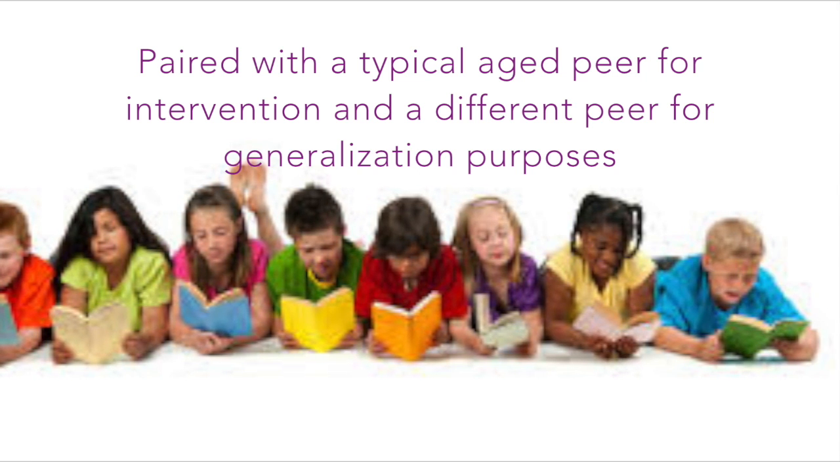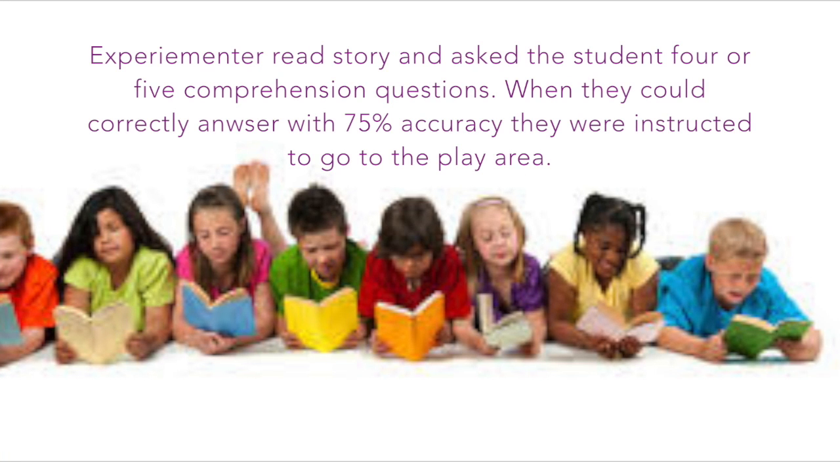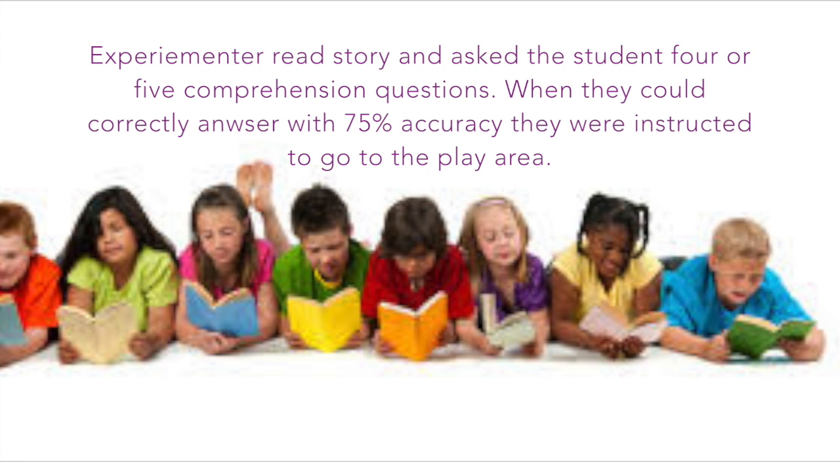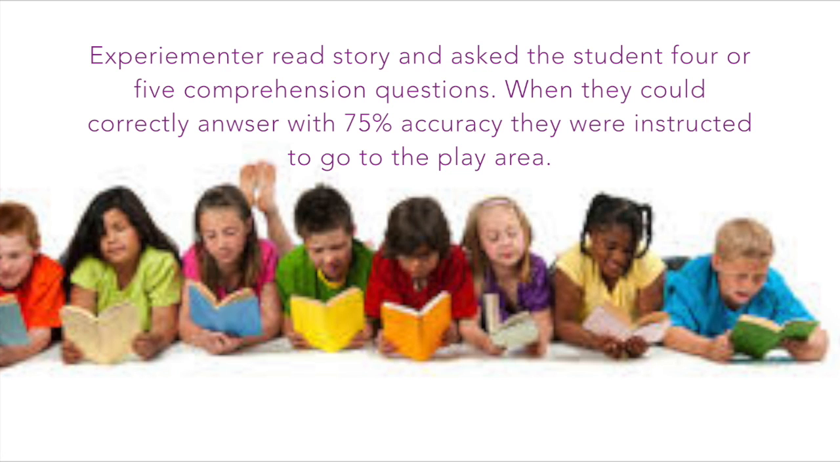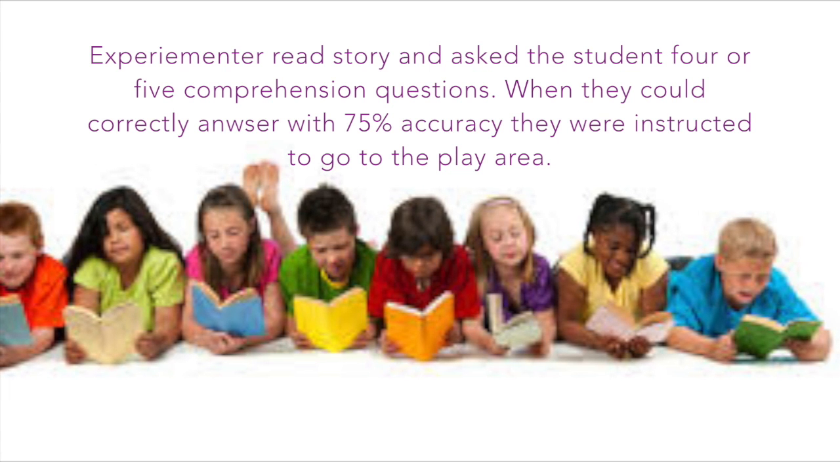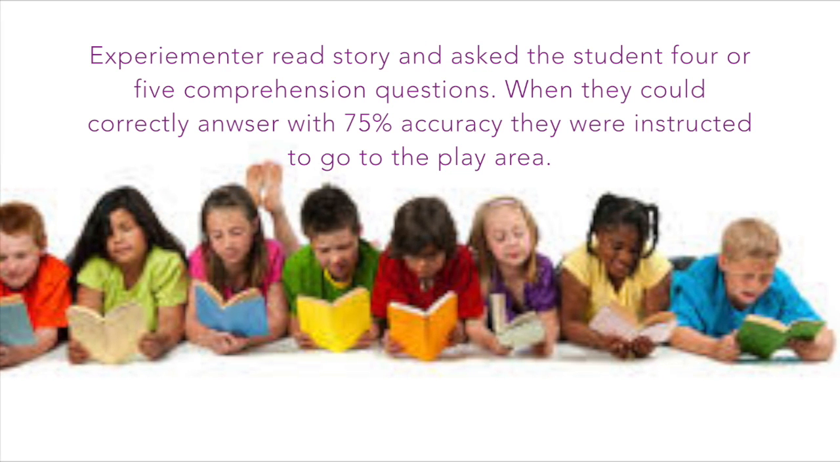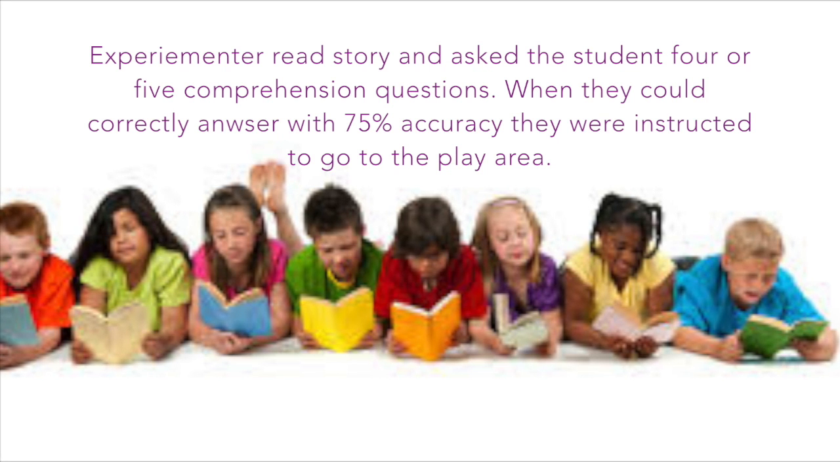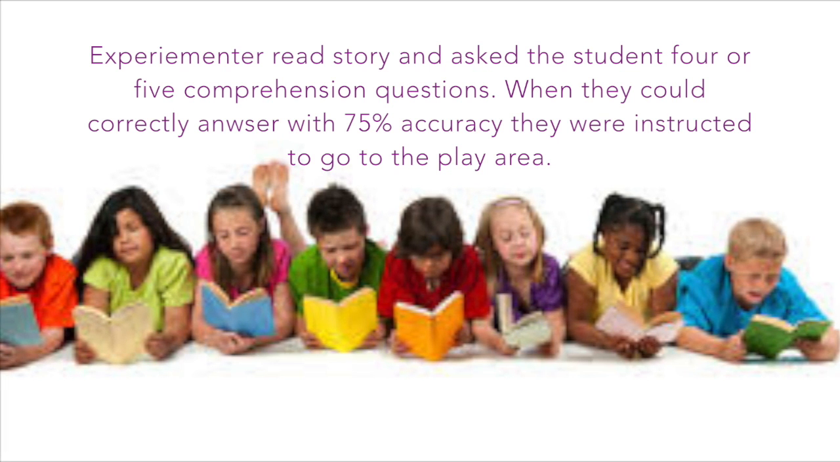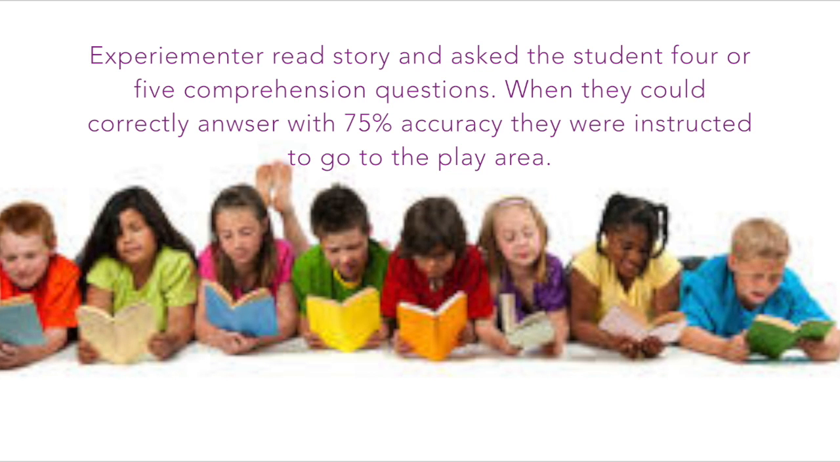During the first intervention session, the students were brought into a recess area and the experimenter read them the story. At the conclusion of the story, the author asked the student 4 or 5 comprehension questions. When the child could correctly answer at least 75% of the questions, both children were instructed to go to the play area. The instructor did no intervention during this time.